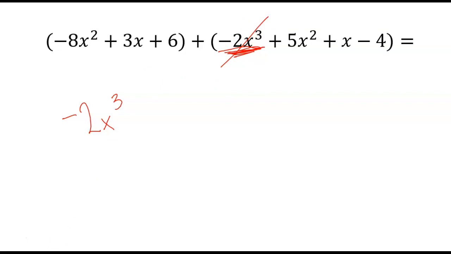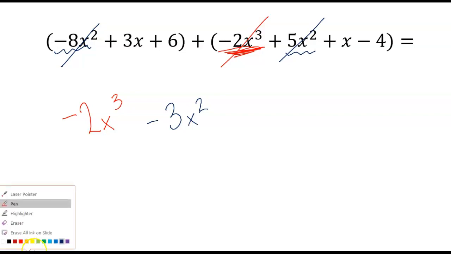And then I'm going to look at terms that are squared because that's 1 down from cubed, right? So I have a negative 8x squared here and a 5x squared here. Those are the only 2 squared terms. So I can go ahead and add those together. Negative 8x squared plus 5x squared. Well, negative 8 plus 5 is negative 3. So negative 3x squared would be my next term. Again, I'm crossing them off just to stay organized and make sure that I get each term accounted for.